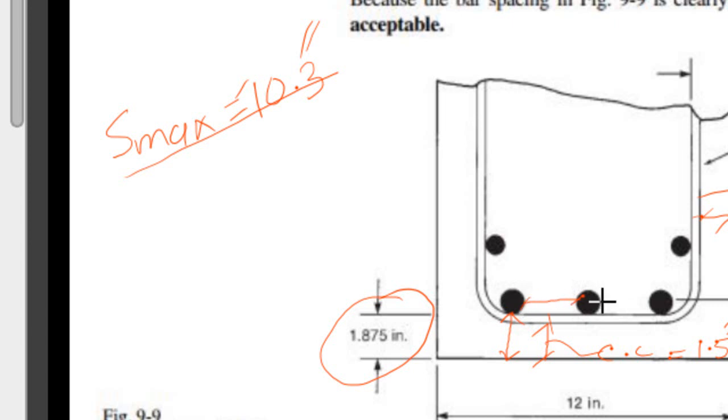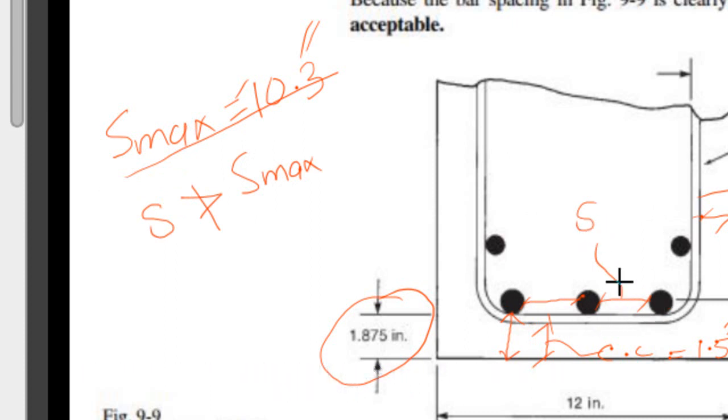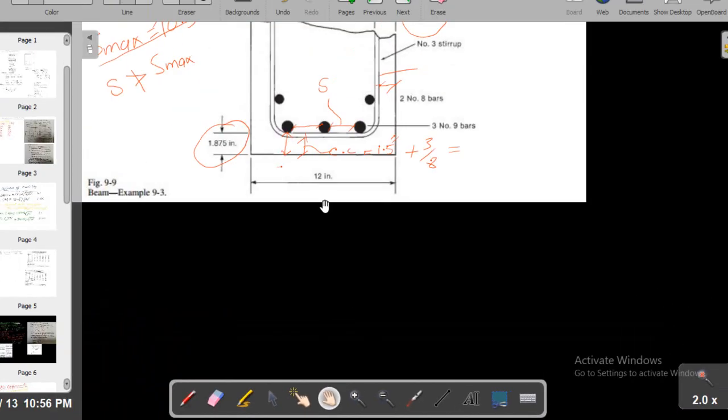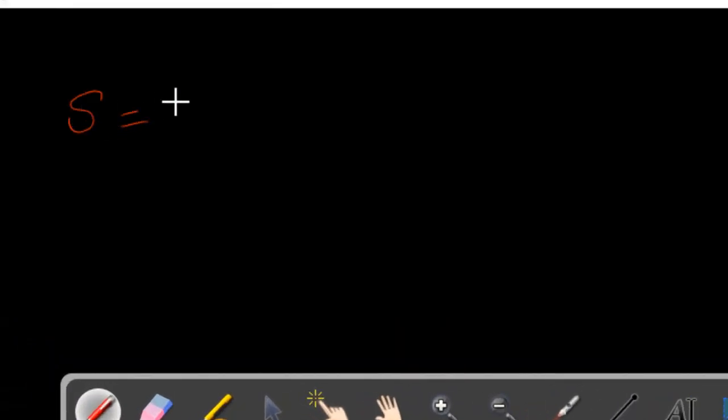So 10.3 inches is the maximum spacing, which shows that the spacing between this bar and this bar is the clear spacing. Let's say this spacing is S. This S should not be greater than this specified S max. So we can find out this spacing. Let me find out how much this spacing will be.